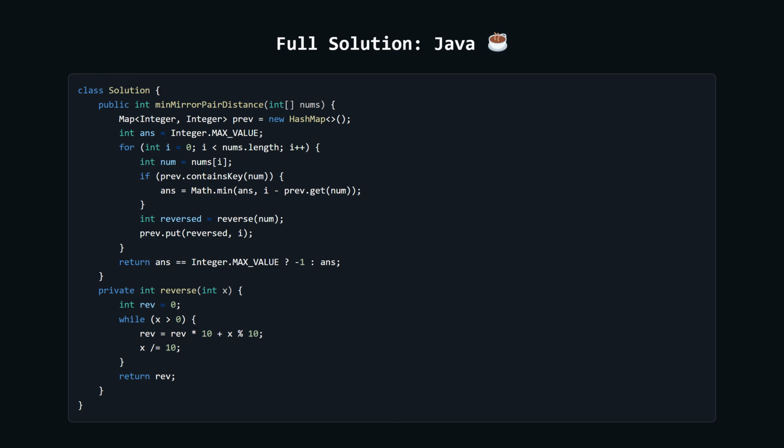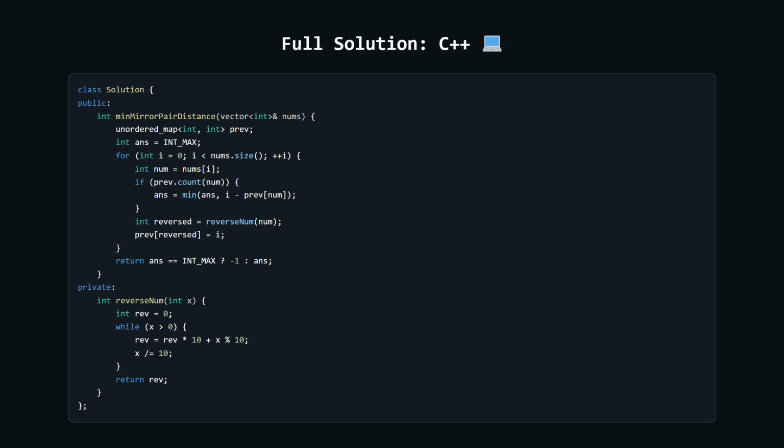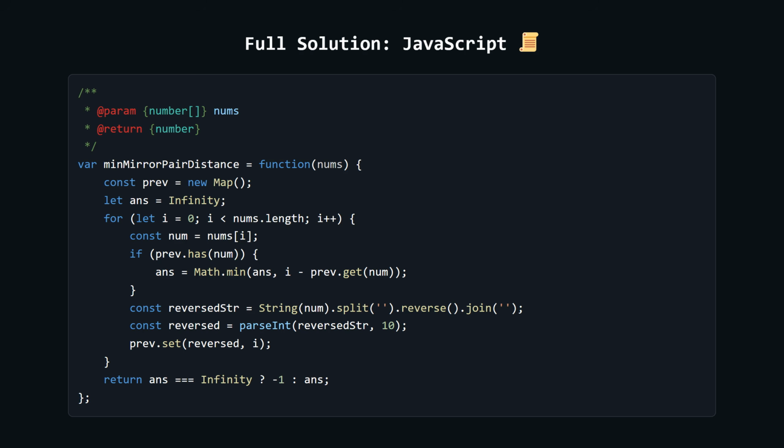Here is the one-pass traversal solution written in Java, using a helper function to reverse the numbers mathematically. Next, here is the exact equivalent implementation in C++. And finally, here is how you would write the same logic using JavaScript.